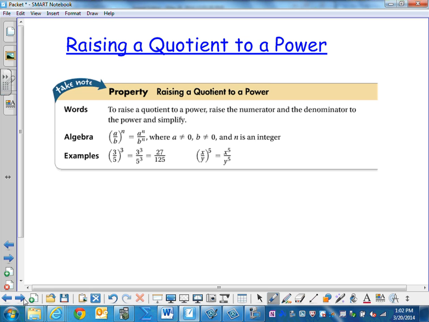Raising a quotient to a power. Parentheses, a divided by b, to the n power is equal to a to the n divided by b to the n. 3/5, all raised to the third power, is equal to 3 cubed divided by 5 cubed, which is 27 over 125. And x divided by y, all to the fifth power, can be rewritten as x to the fifth over y to the fifth. So when the parentheses is around the whole fraction, everything inside is raised to the power, both numerator and denominator.